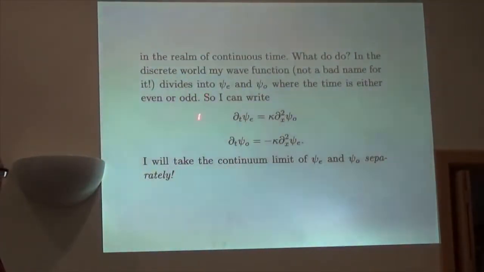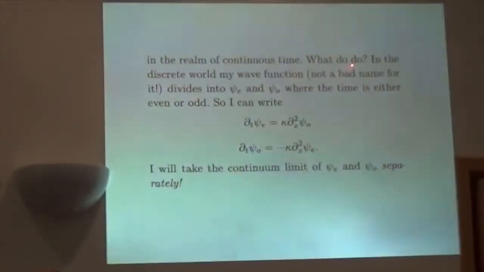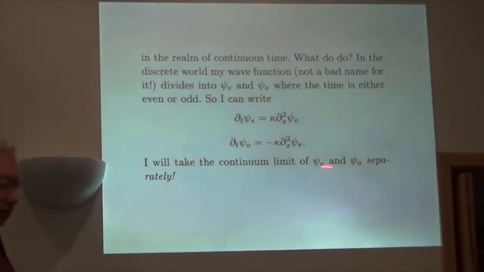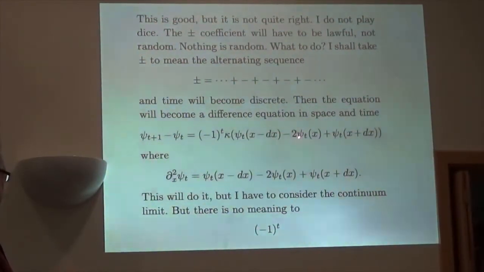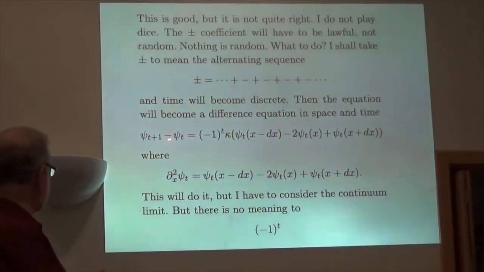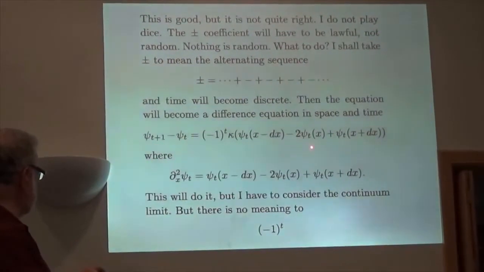Well, I can divide the sites into the ones that have an even subscript and the ones that have an odd subscript. And then our modified diffusion equation says that at time t plus 1, the derivative is going to be equal to minus 1 to the t times that space derivative at time t. So I think of it as shifted by one time. And so that means that if it's odd here, then it becomes even here. If it's even here, it becomes odd there.